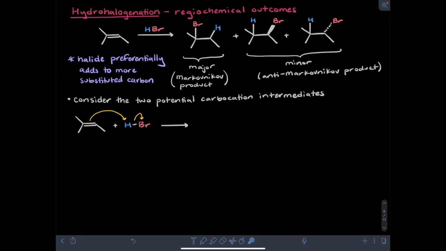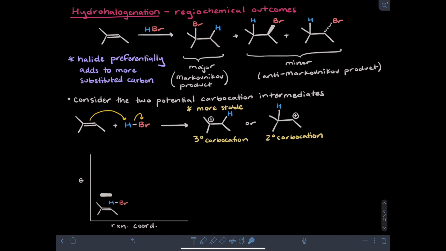So let's consider the first step of this hydrohalogenation, the proton transfer. In this step, you're adding a hydrogen to one of the carbons of the alkene, and if you add hydrogen to the carbon on the right, it forms a tertiary carbocation. Alternatively, if you'd formed the new bond between carbon and hydrogen on the left, you form a secondary carbocation as well. The tertiary carbocation is more stable than the secondary one.